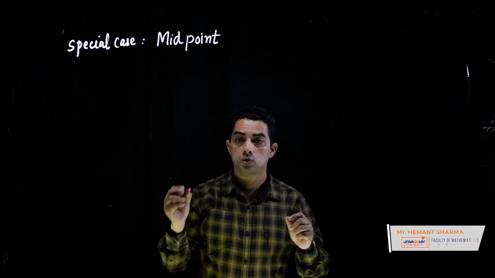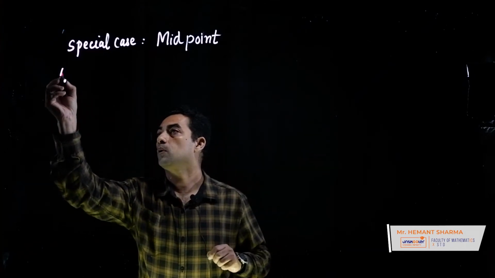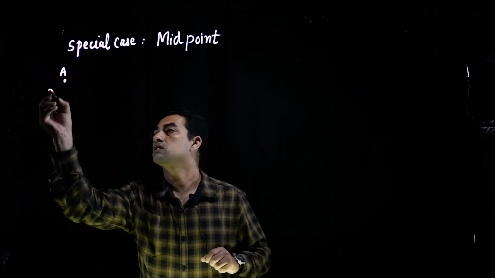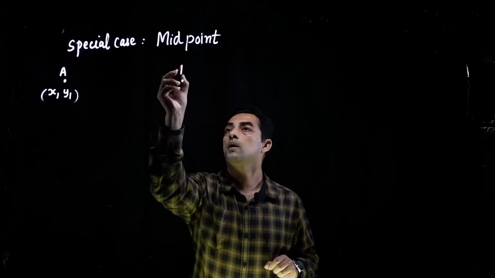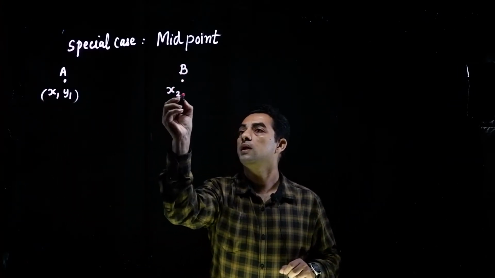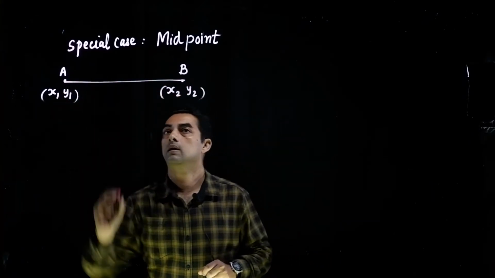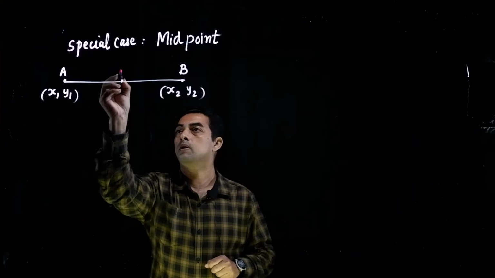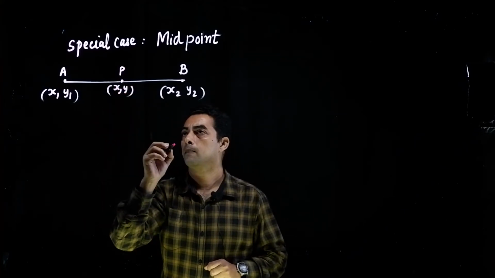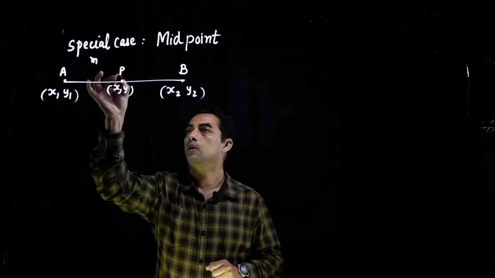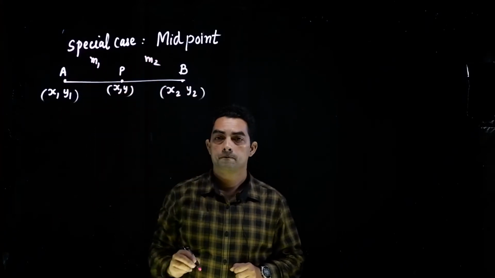Suppose in the section formula there are 2 points, say point A, whose coordinates are x1, y1, and a point B whose coordinates are x2, y2. Let's join them like this, and say the point P over here whose coordinate is x comma y, and we know that the point P is dividing this into a ratio m1:m2, right?